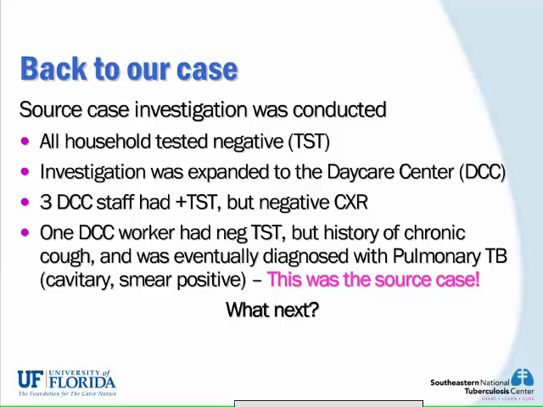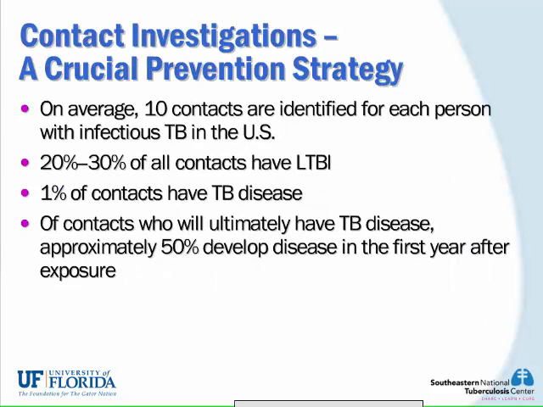So the question is, what do we do next? The next step is really a contact investigation. It's important to notice the difference between source case investigation and contact investigation. And notice that for the 2-year-old that was diagnosed with pulmonary TB, we conducted a source case investigation. We did not conduct a contact investigation. However, now that we have an adult with infectious TB, we decided to conduct a contact investigation. So the strategy is a little different.